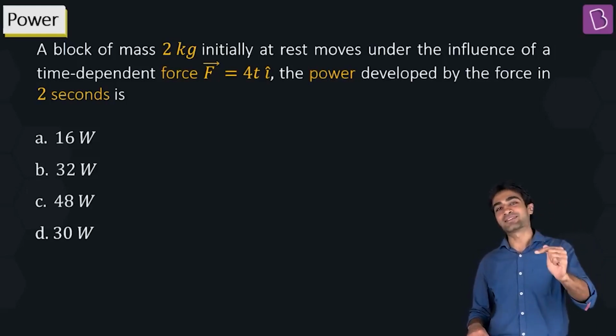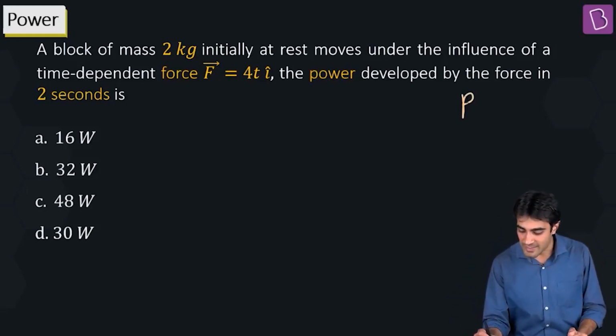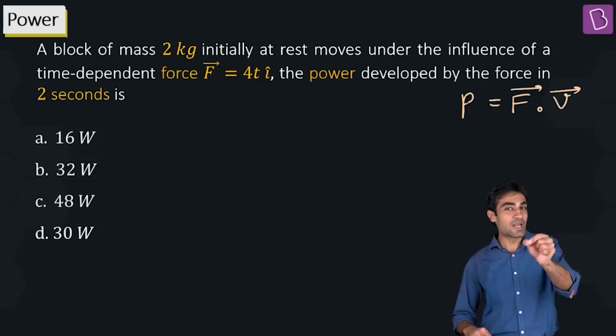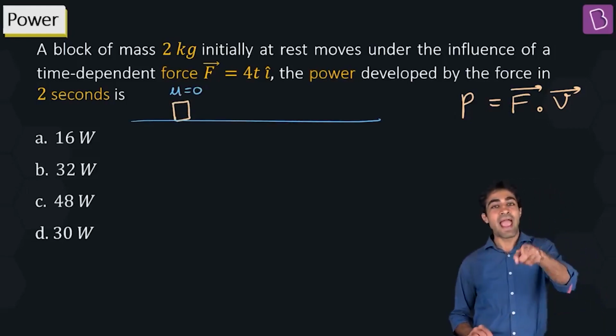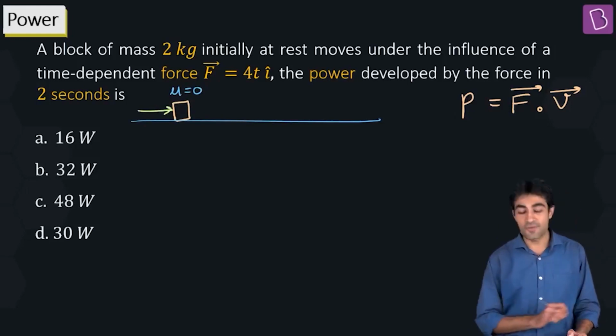Now, power is asked. Do you remember the formula of instantaneous power? Yes, we do. Power is nothing but force vector dot velocity vector. Right. Now, let us consider this block. This block is of mass 2 kg and initially it was at rest. U was equal to 0. And we started applying the force in the positive x direction.